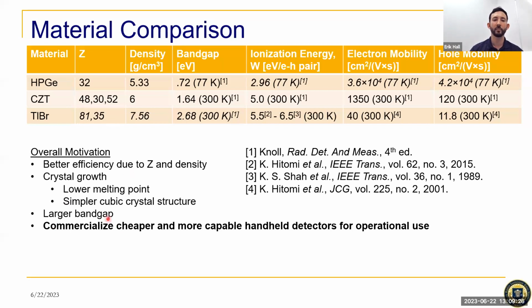So you already touched on the band gap. Overall, if we can get thallium bromide to work as a room temperature semiconductor, it should be cheaper and easier to distribute detectors using thallium bromide versus CZT or high purity germanium.